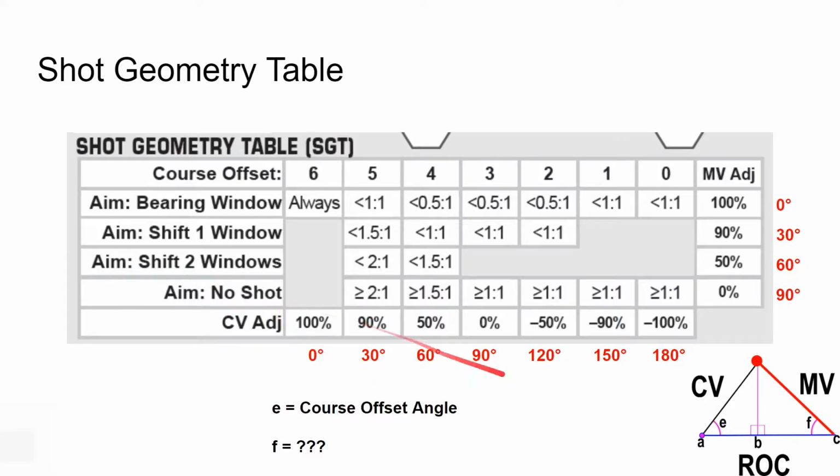Angle E is simply the angle from the course offset, or course offset angle, or simply course offset. This angle right down here corresponds to these values down here, which is the course offset. That means angle F is basically the aim shift angle, as it's based on the number of windows you have to shift your aim.